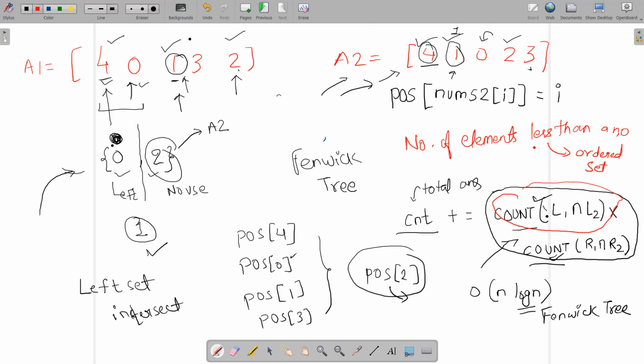There's not much difference. You should understand the idea that when we try to locate any number in the array A2, it will divide the array into two sets. And how do we find the intersection? We will query the current position in the Fenwick tree, and it will give the number of elements which are less than this value. So this will be the left set intersection count. And similarly we can do that for the suffix part also, which will give us the right set intersection count.